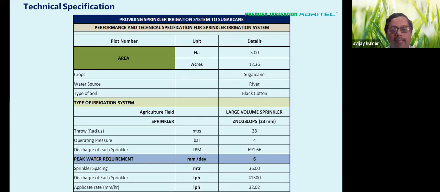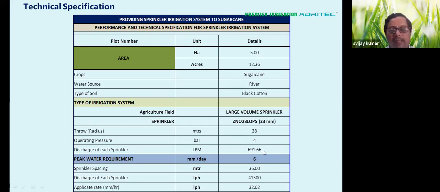And here again, the area is 5 hectares and the crop is sugarcane. The water source is the river, and the type of soil you can mention. And what is the kind of sprinkler that you have adopted, you can tell. And the throw radius we have considered for this design, that also can be mentioned. And what is the operating pressure at the nozzle? 4 bar pressure is required.